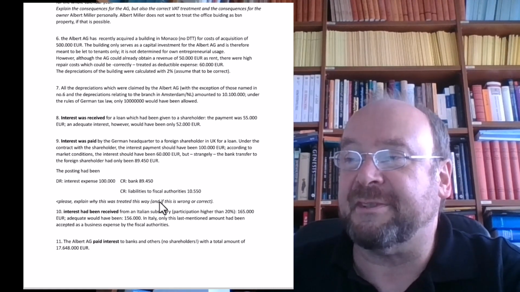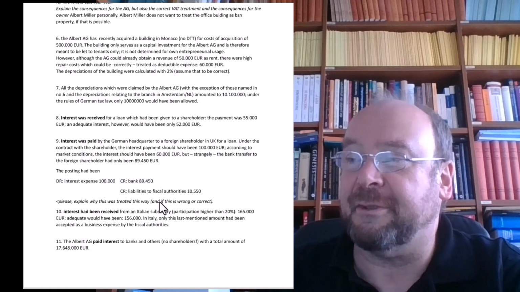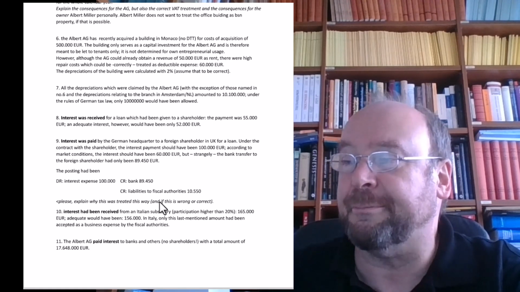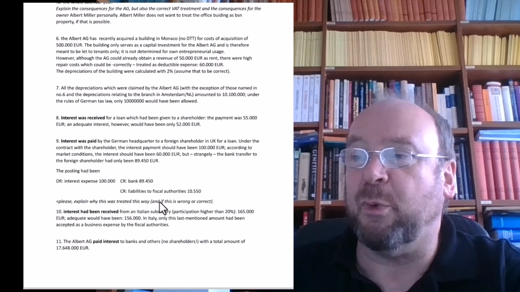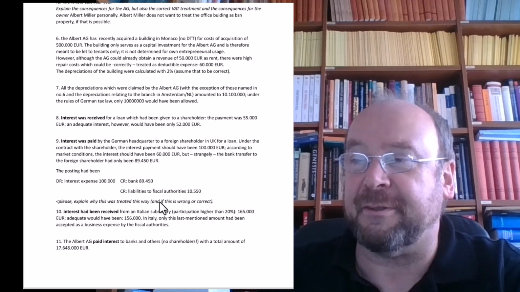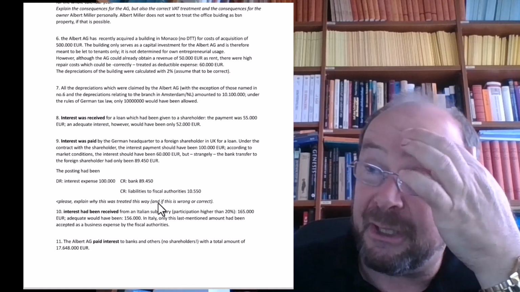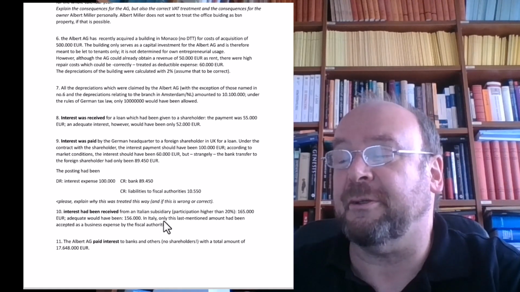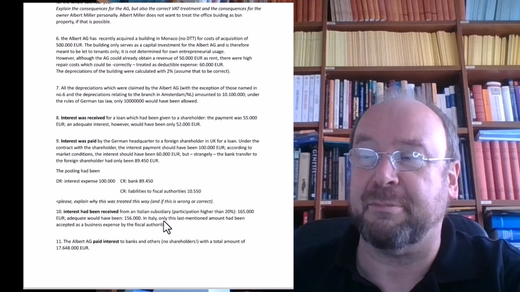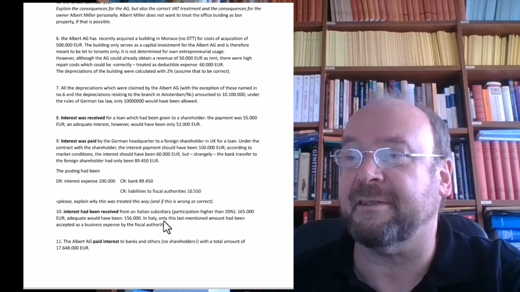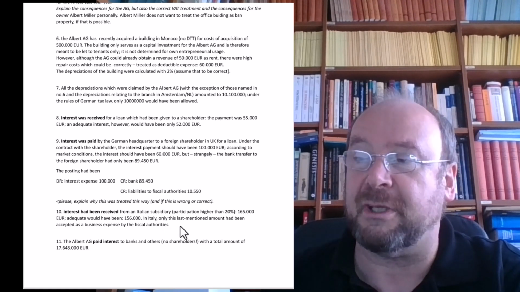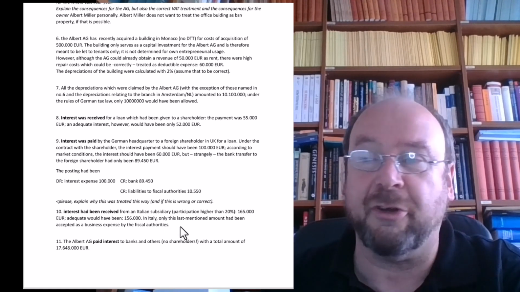Interest had been received from an Italian subsidiary. Participation in that subsidiary is higher than 20%. The interest was 165,000 euro. Adequate would have been 156,000. So in Italy, only this last mentioned amount had been accepted as business expense. They didn't accept the exceeding 9,000. And so the question is, what are the consequences naturally here in Germany?